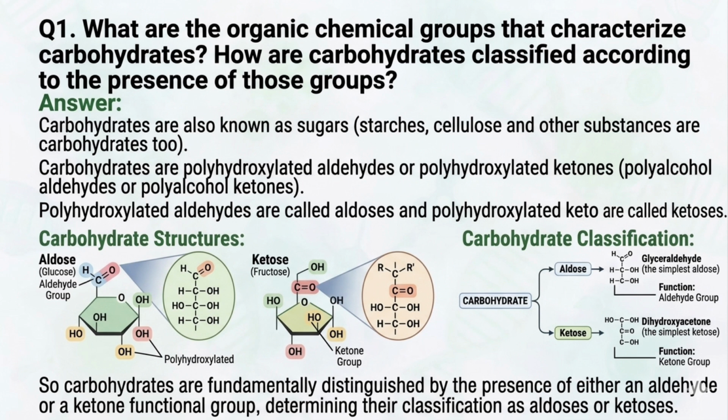Question number 1. What are the organic chemical groups that characterize carbohydrates? How are carbohydrates classified according to the presence of those groups? Answer. Carbohydrates are also known as sugars. Starches, cellulose and other substances are carbohydrates too. Carbohydrates are polyhydroxylated aldehydes or polyhydroxylated ketones, polyalcohol aldehydes or polyalcohol ketones. Polyhydroxylated aldehydes are called aldoses and polyhydroxylated ketones are called ketoses.